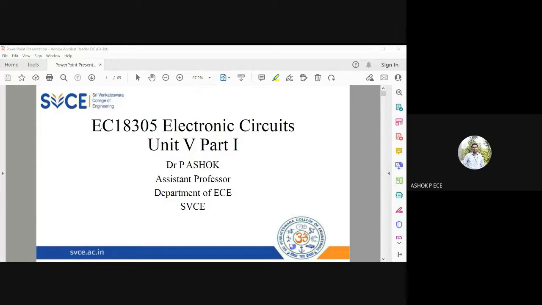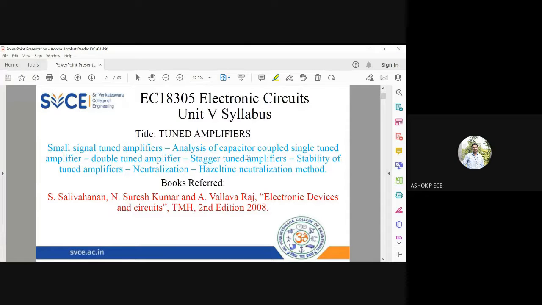So we are going to start Unit 5 today. Unit 5 is about tuned amplifiers. It's a very interesting unit, and we have only two types of tuned amplifier: single tuned amplifier and double tuned amplifier. For the other types, we are just going to study what is what, the concept, the circuit diagram, and the working. That's all. And we have a neutralization technique. Two techniques for neutralization are also discussed at the end of this unit.